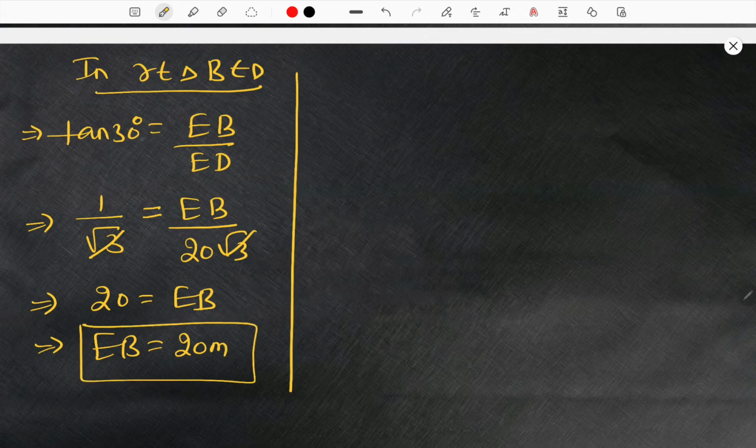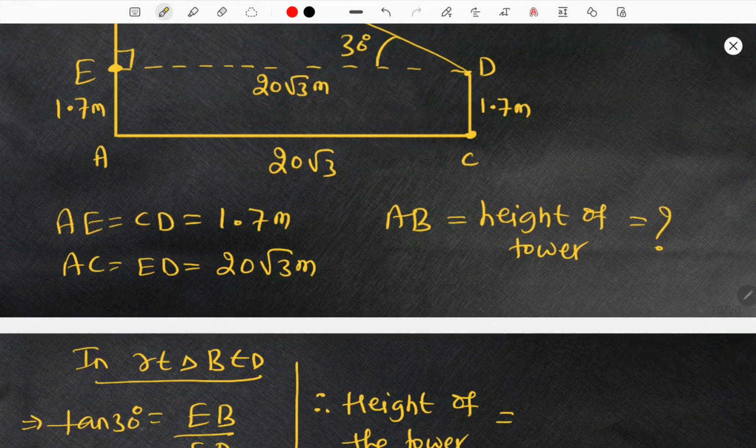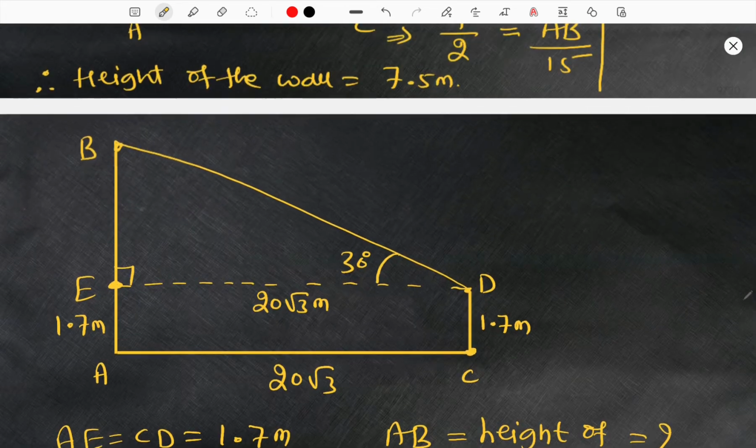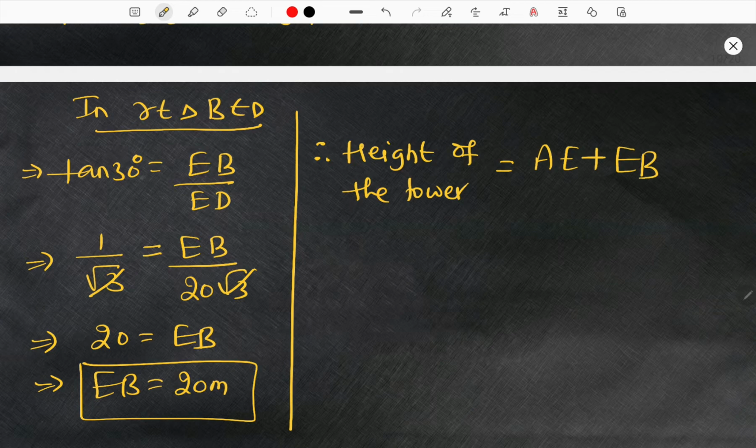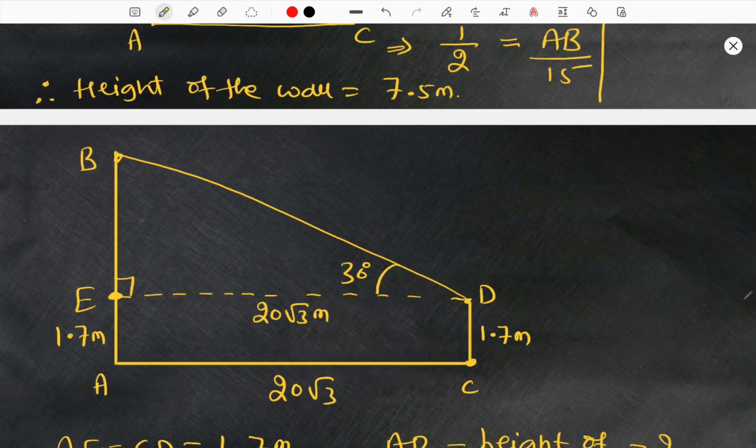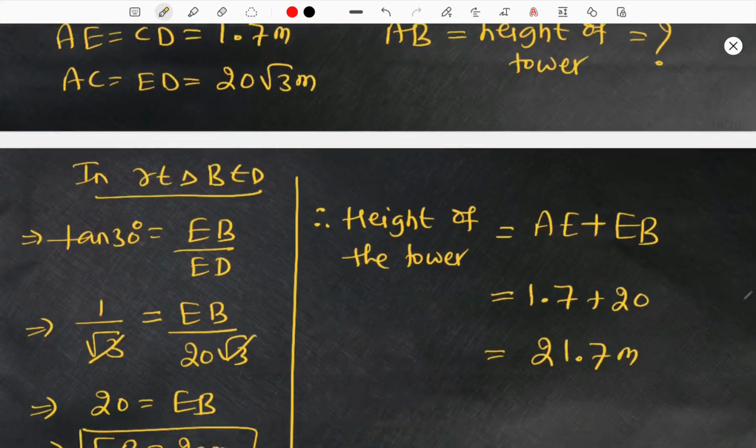Therefore, the height of the tower is equal to, how many things are there? Two things are there. The first one is AE, plus the second one, EB. AE is already known, that is 1.7, plus EB is 20, so it becomes 21.7 meter. So the height of the tower is 21.7 meter. That was quite an interesting question and it's simple also.